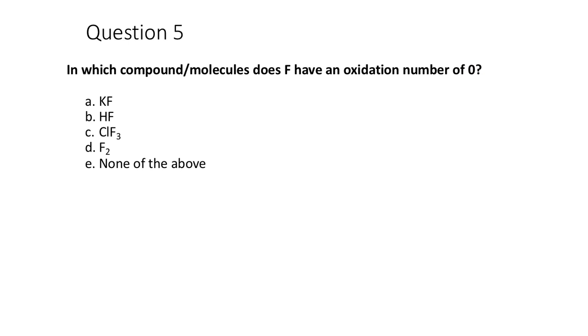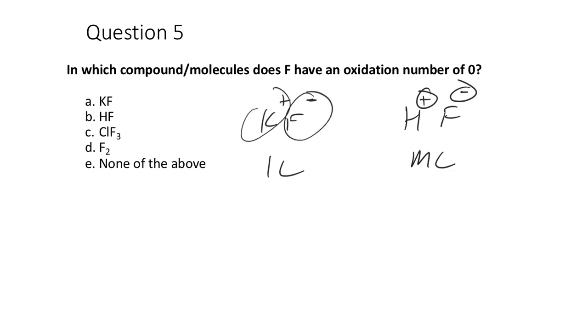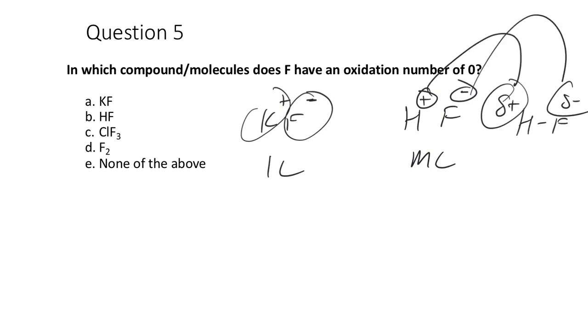Which compound does fluorine have an oxidation number of 0? Let's just work out all the oxidation numbers here. So in KF, potassium can only be plus, so fluorine's a minus. That's an ionic compound. HF's a molecular compound, but in molecular compounds with hydrogen, hydrogen's plus, fluorine's always minus, so plus and minus as well for HF. The difference here is that KF is really an ionic compound, but HF is really some sort of molecular compound. The idea is we have partial positive, partial negative. You're getting the idea that H is the positive atom, fluorine's a negative atom.